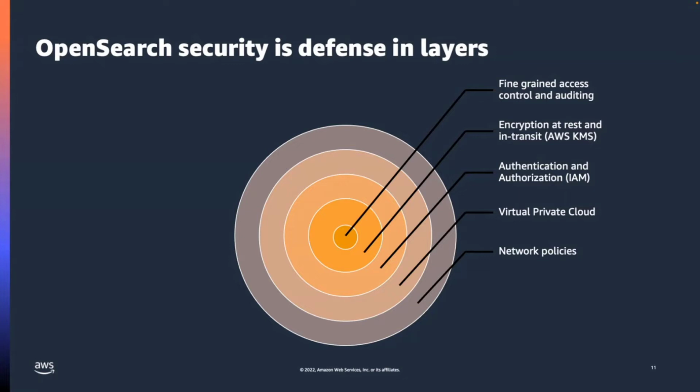The outer ring here is the network policies. You can have IP policies and other network policies to just control the traffic that's coming into your cluster. And then you have the virtual private cloud. It's really like a data center network that you would have on-prem, but this is in the cloud. It is your own private network in the cloud and at scale, right? So you can keep all your data and all the requests secure in that way.